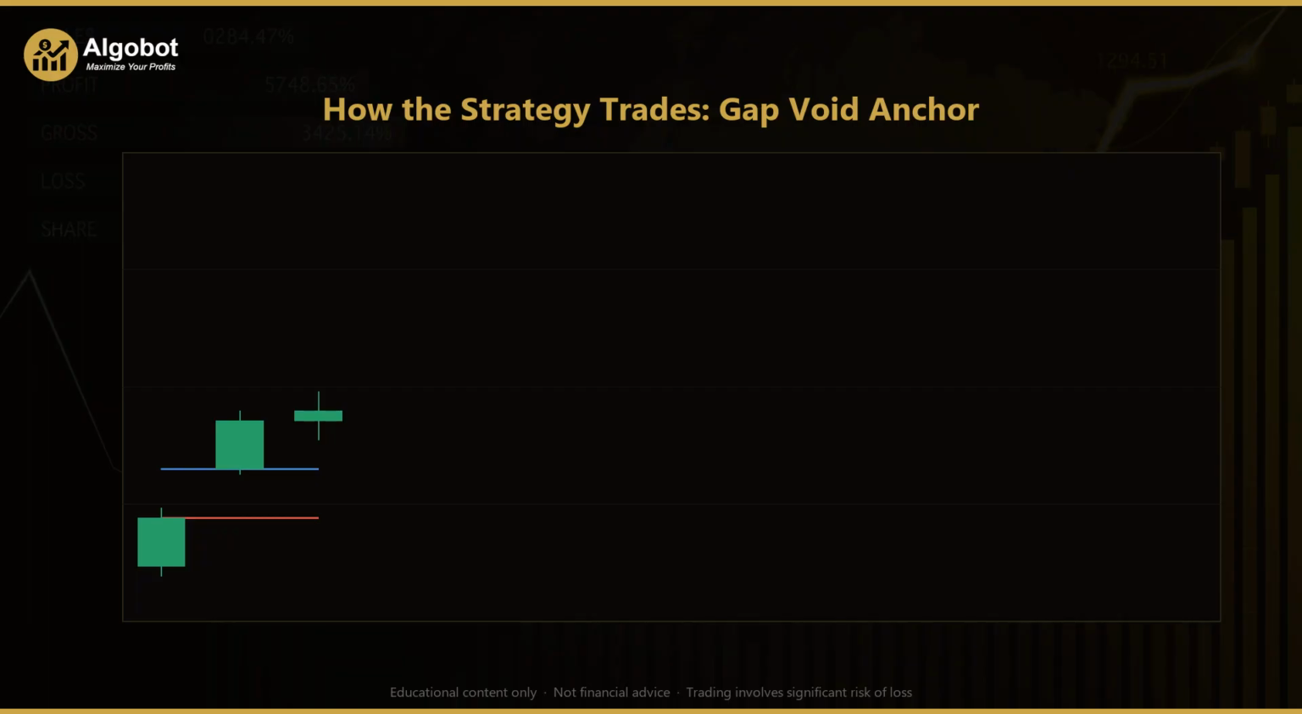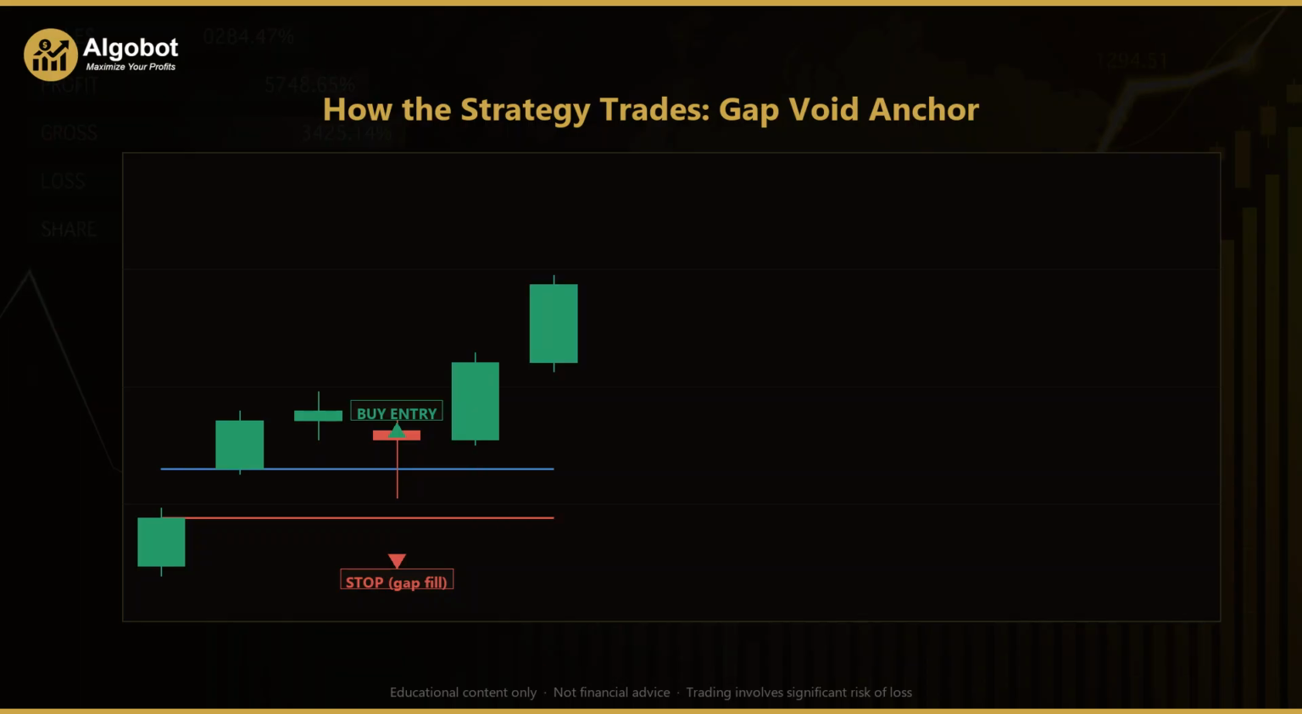Let's bring this to life on the chart. On the left, watch the first 2 candles. Price closes near 10850, then the next bar opens well above it and closes higher, leaving an empty void behind. The red line marks the gap origin, our invalidation level, and the blue line marks the far edge of the void. The strategy arms a long setup, but does not chase the move.